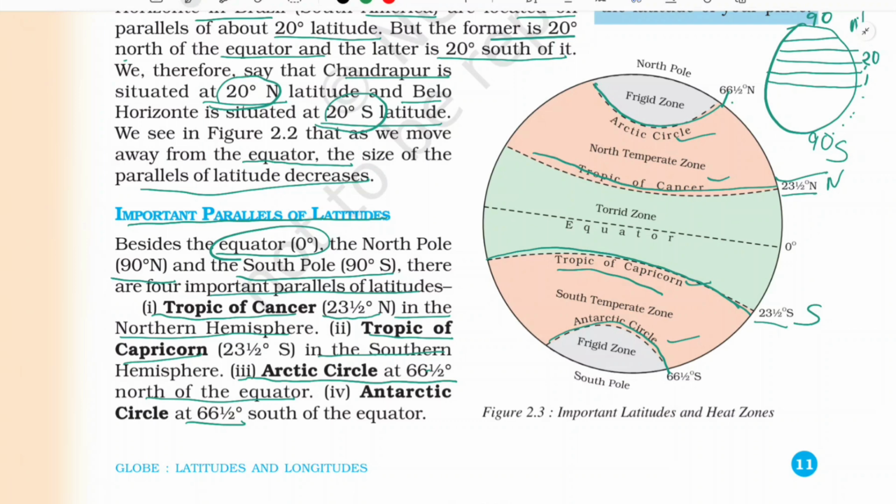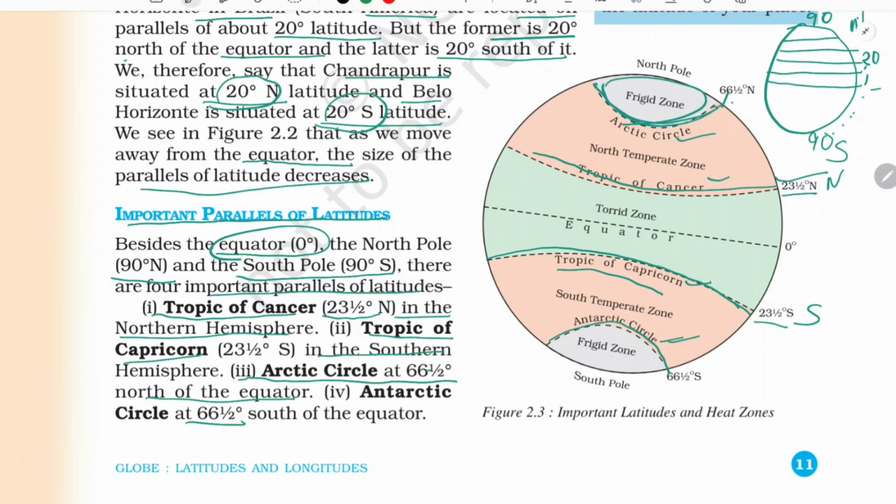It will be easier for us to divide it: the portion from the Tropic of Cancer to the Tropic of Capricorn is the torrid zone, above it is the temperate zone, and beyond 66.5 degrees north it is the frigid zone. So let us learn about it in more detail. That is why these names are given to these 4 latitudinal lines: Tropic of Capricorn, Tropic of Cancer, Arctic Circle, and Antarctic Circle.